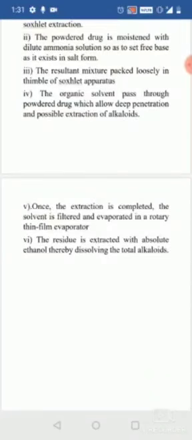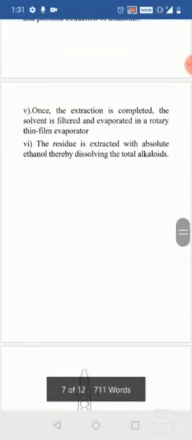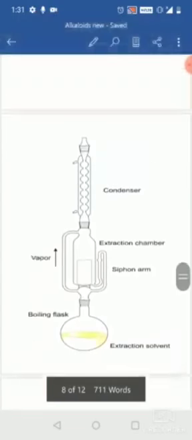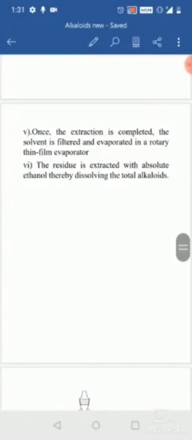Then you are going to take out the organic solvent. Once the extraction is completed, you are going to filter the solvent and evaporate it, by using any evaporator, like a rotary film evaporator, or even you can go with normal flaming. When you evaporate the solvent, you are going to get the crude extract, that is the residue. That residue you are again going to extract with alcohol and remove the unwanted materials. Then you are going to purify that by using any purification method like sublimation or chromatography.